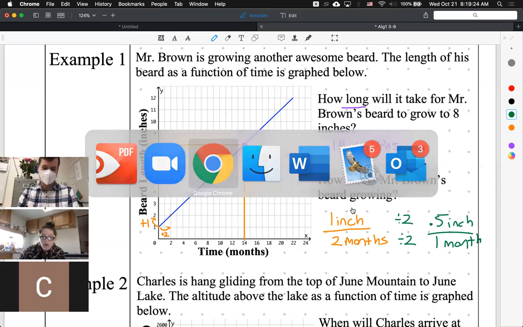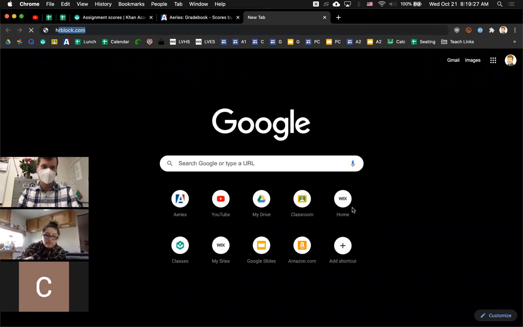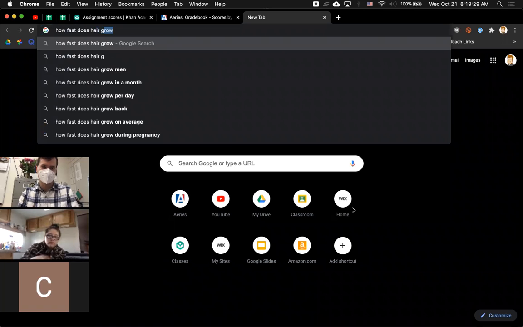I want to quickly Google how fast does hair grow?